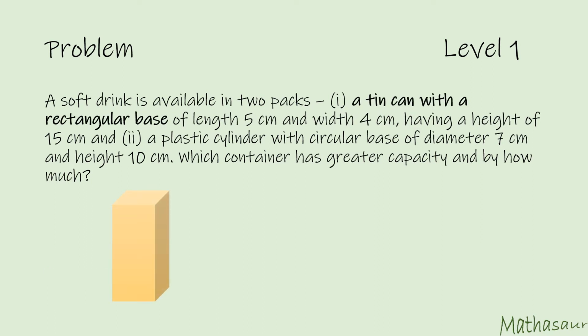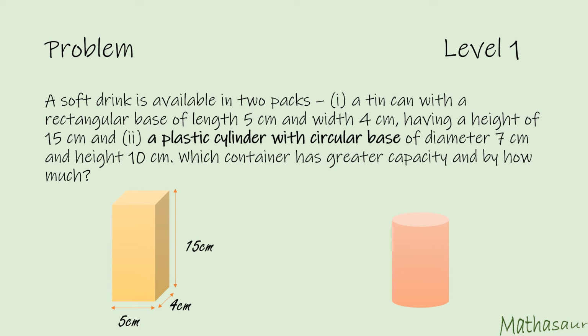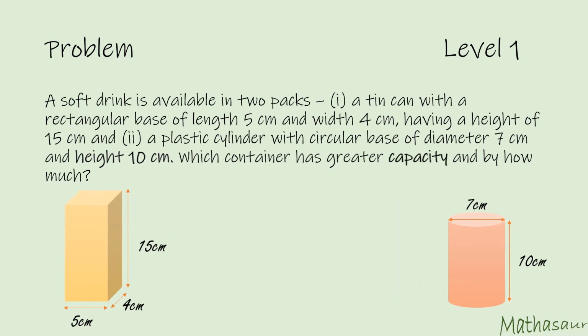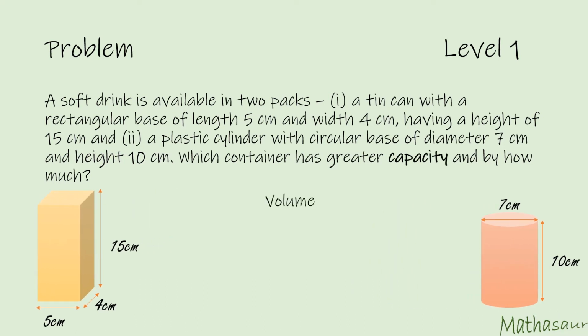Let us draw a tin can with a rectangular base. It has a length of 5 cm, a width of 4 cm, and a height of 15 cm. Now let us draw a plastic cylinder with circular base. It has a diameter of 7 cm and height of 10 cm. Now let us compare the volume of these two objects. We shall find the volume by multiplying the area of base into height.